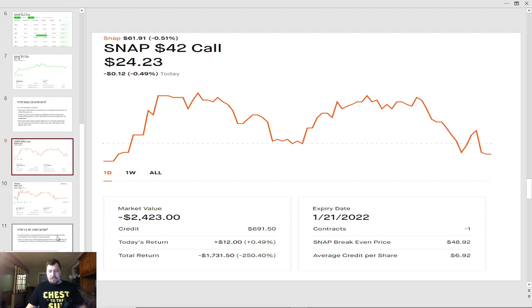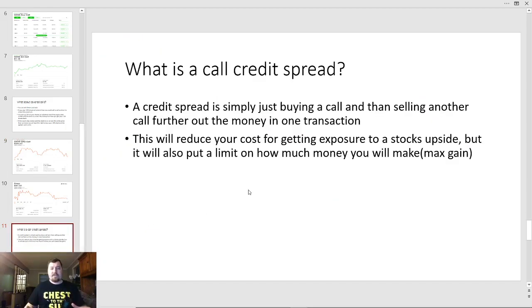Now, another aspect of call options is credit spreads. So what is a credit spread? A credit spread is simply just buying a call and then selling another call further out of the money in one transaction. This will reduce your cost for getting exposure to a stock's upside, but it will also put a limit on how much money you will make, a max gain.